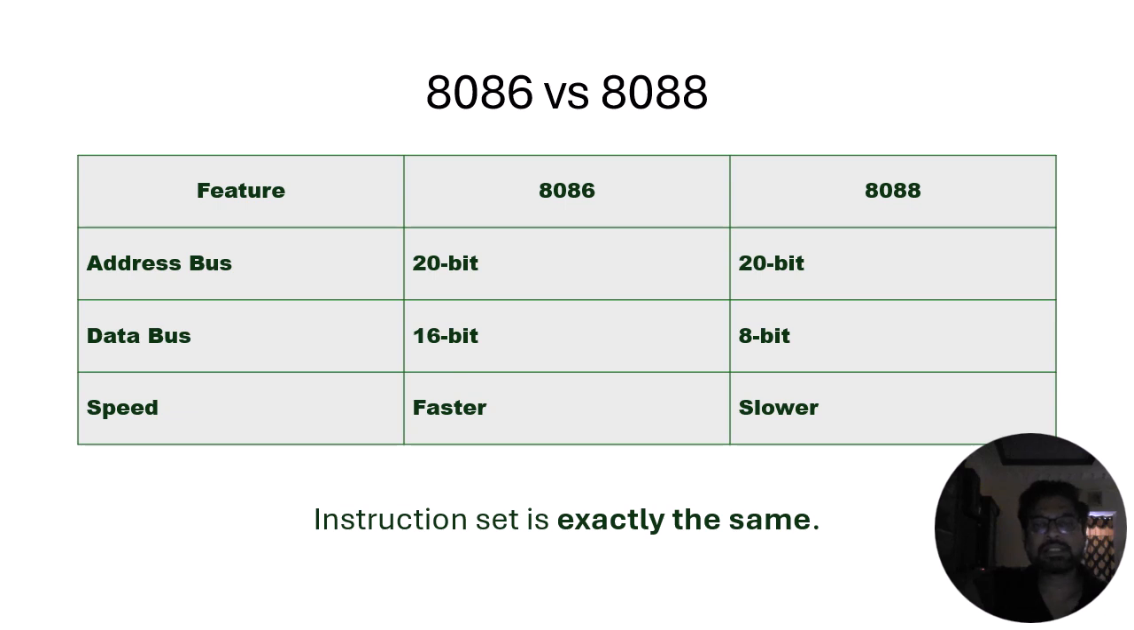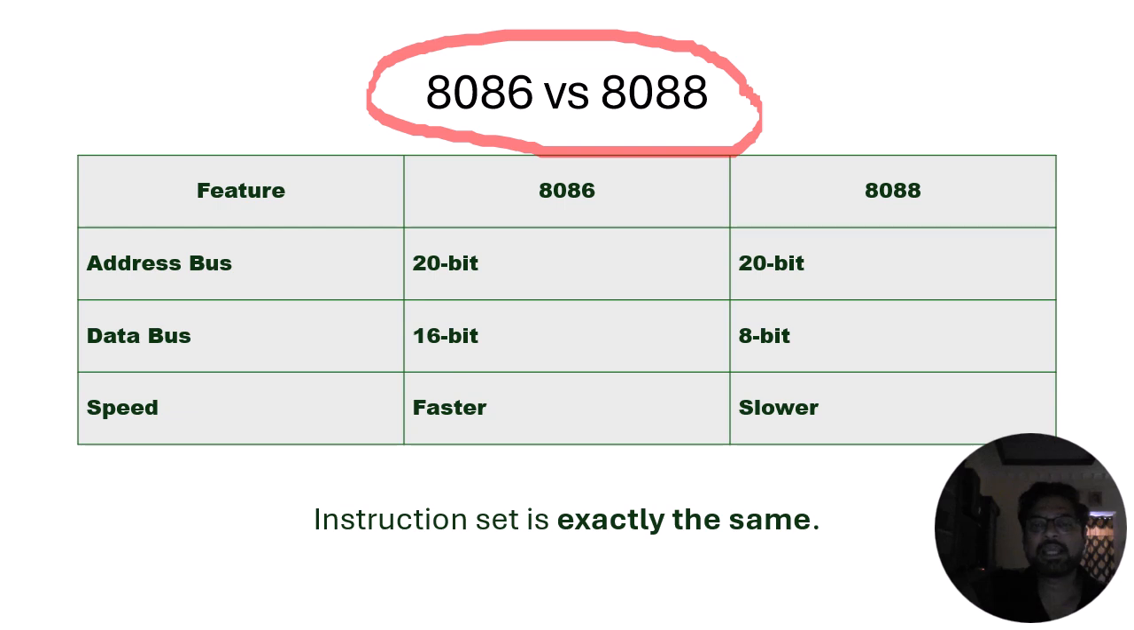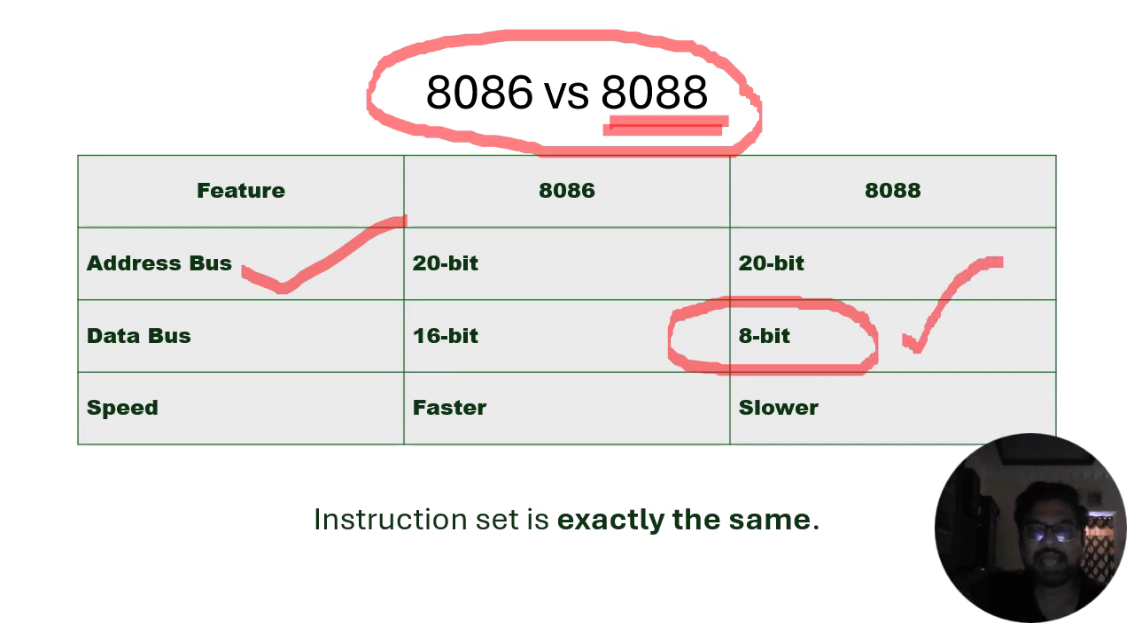Let us now discuss the difference between 8086 versus 8088 microprocessor. 8088 microprocessor is a lower version of 8086 microprocessor. Both the 8086 and 8088 microprocessor have 20 bits of address bus, but the difference is that in 8088 we have only 8 bits of data bus. So we can access only 8 bits of data at an instant of time, whereas in 8086 we can access 16 bits of data at an instant of time.